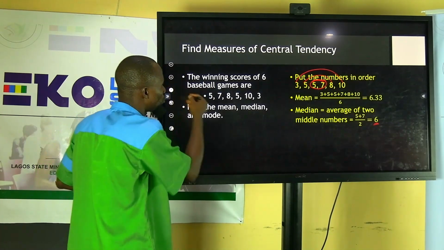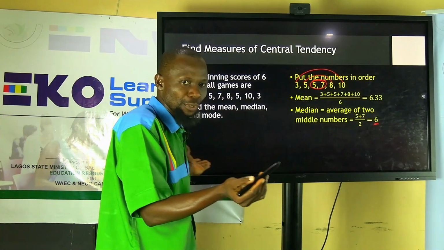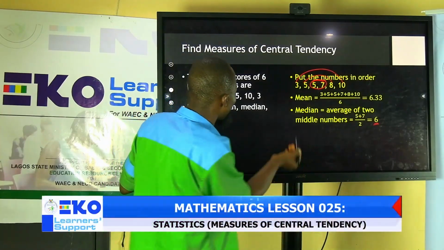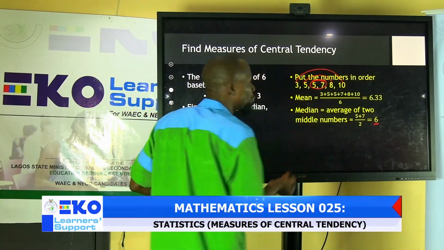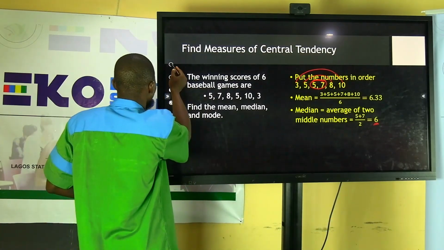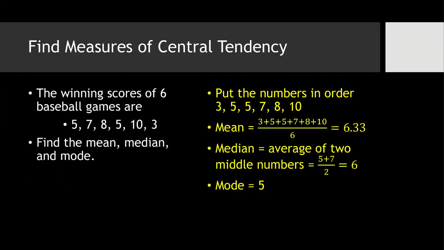The mode. What do we mean by the mode? Like we have mentioned, the mode is the most occurring number. And what do you see? 5 occurs twice, while others occur just once. So it means in that case, our mode is 5.